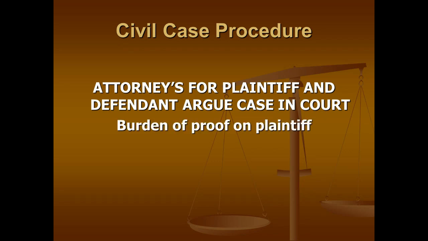The burden of proof is on the plaintiff, and we call the burden of proof in the civil context the preponderance of the evidence. You win a civil case by proving your case 50% plus one featherweight, which is basically as long as you're over 50%, you win. That's the standard. It's basically, if the majority is on your side, then you win.